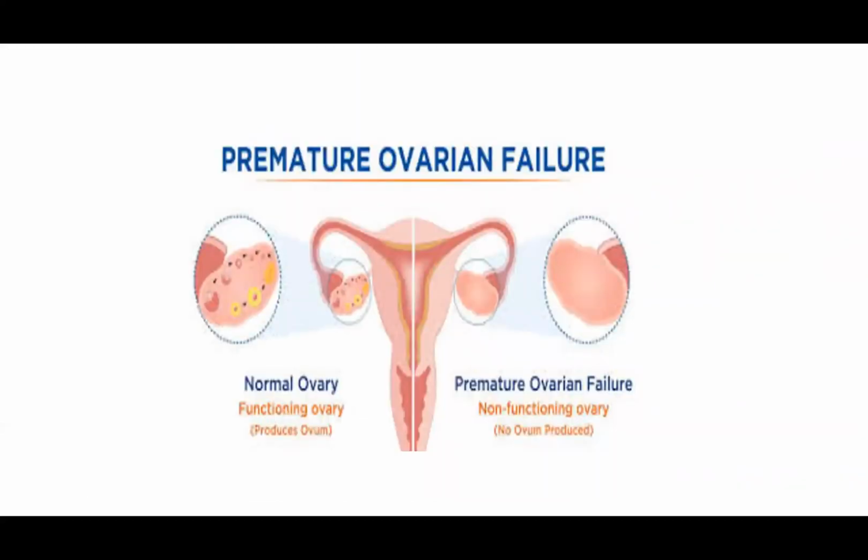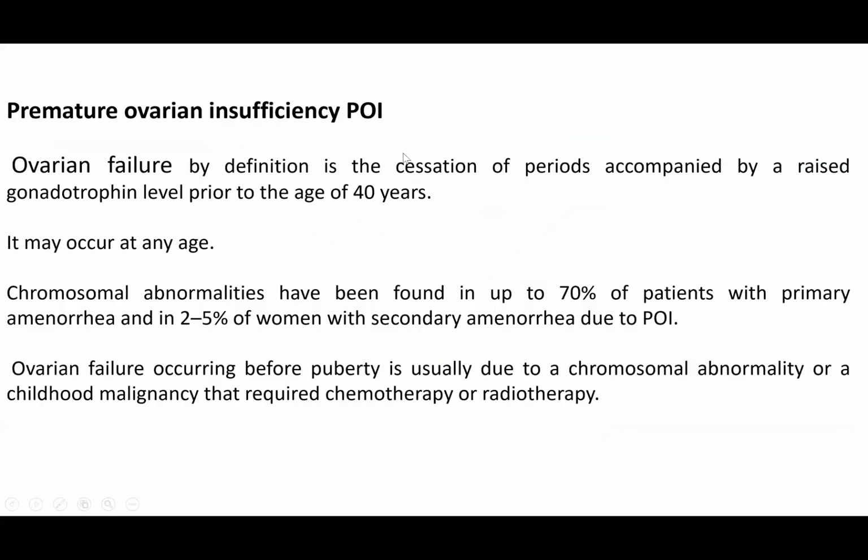The other ovarian cause of secondary amenorrhea is premature ovarian failure, which is defined as the cessation of menstrual cycles before the age of 40, associated with a rise in the level of FSH and LH, the gonadotrophin level. It can occur at any age. Chromosomal abnormalities have been found in 70% of patients with primary amenorrhea, while they have been found in only 2 to 5% of patients with secondary amenorrhea. It means it can contribute to the occurrence of secondary amenorrhea.